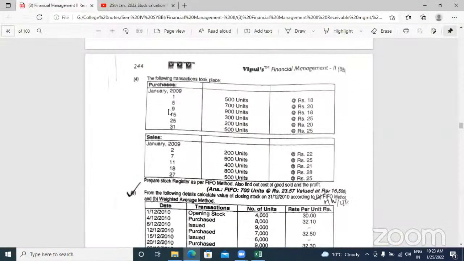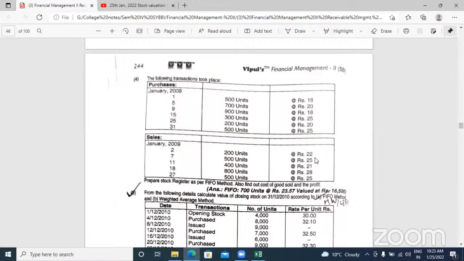Now come to the next date. Tell me, which is the next date according to you? January 2. So what happens on second date? Issued. Sales. Issue. How many units? 200. Ignore these values which are given. These are given for cost of goods sold. But in your question paper, cost of goods sold will not be asked.